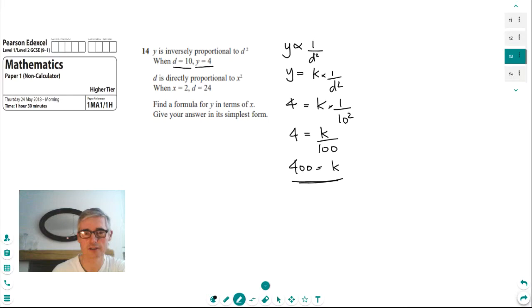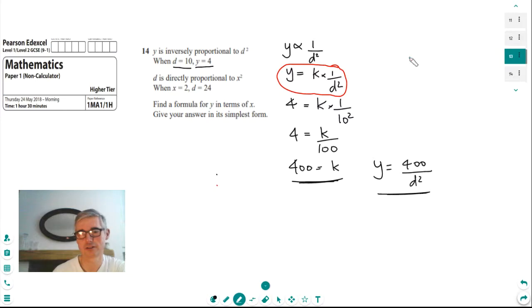Having found the value of k, we can now create an equation, replacing k in this equation we've got here, which will now give us that y is equal to 400 over d squared. So I've just multiplied the value of k with the 1 there, and it's given me that 400. So that's from the first part.